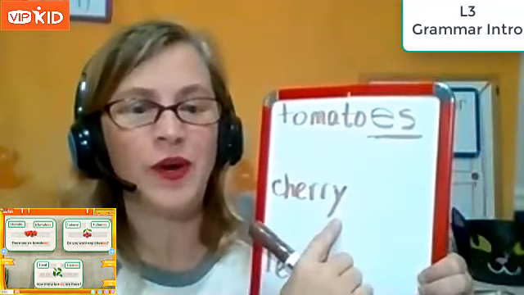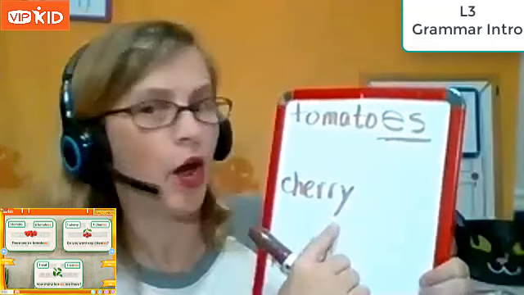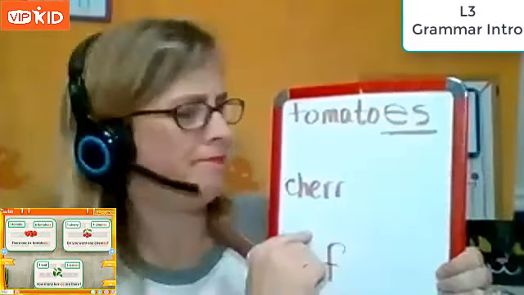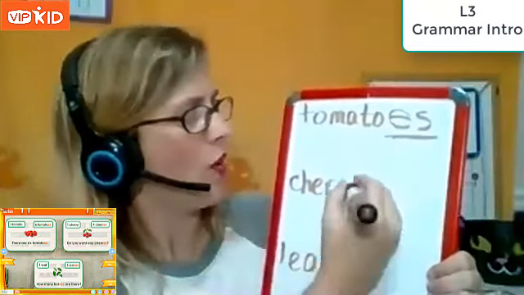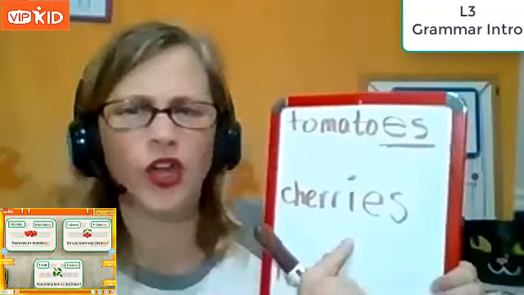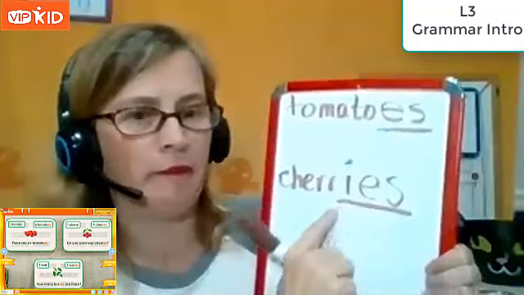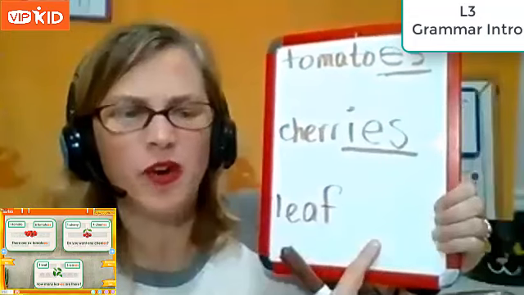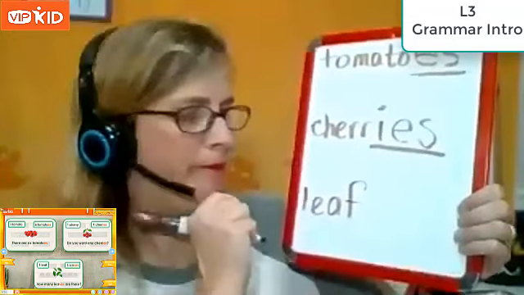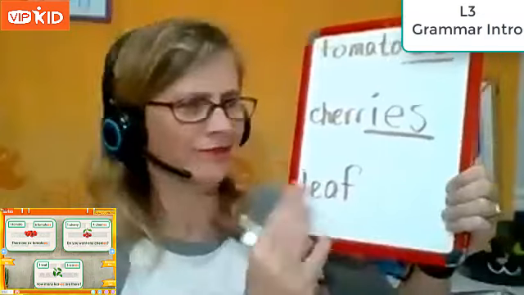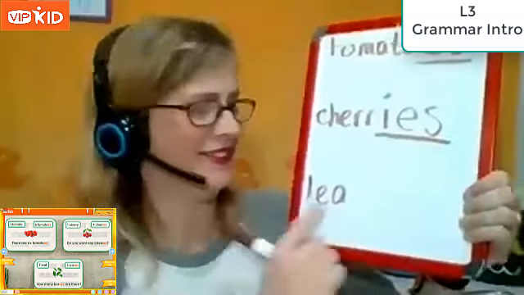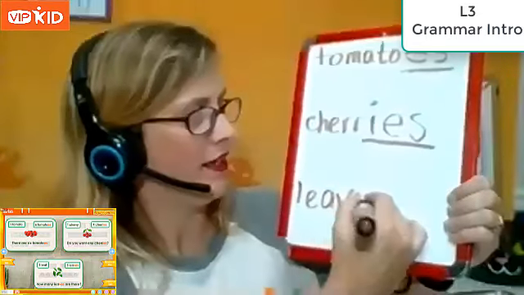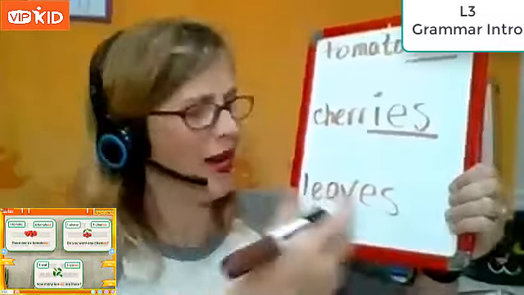And try to have the student figure out that that Y is no longer there. And say, oh, no Y? Oh, bye-bye, Y. Cherries. Oh, I-E-S. Good. Cherries. And then do the same for leaves. Leaf. Leaves. There are 5 leaves. What? No F? Bye-bye, F. Leaves. And then the student will usually say the E-S. Leaves. Great job.